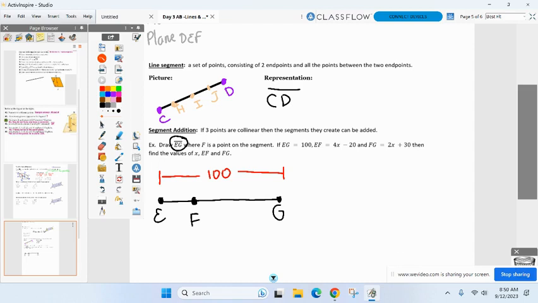EF. Notice I dropped the line segment symbol. Has a length of 4x minus 20. So on EF, I'm going to put 4x minus 20. FG, notice I dropped the line segment symbol again, has a length of 2x plus 30.